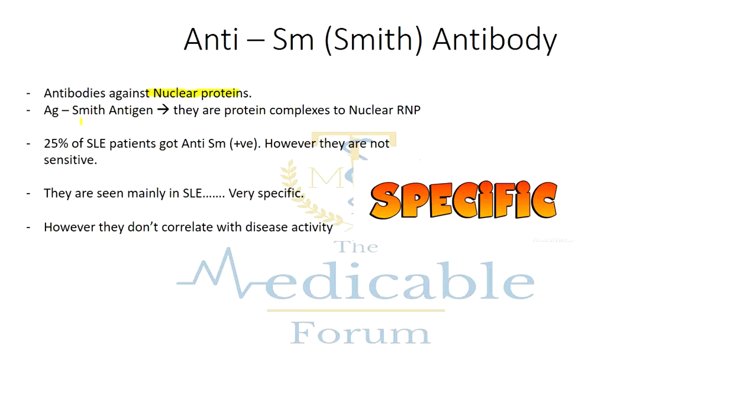What's the protein? What's the antigen? It's the Smith antigen. They are protein complexes to a nuclear ribonucleoprotein. So 25% of SLE patients got anti-Smith. However, they are not sensitive. They are seen mainly in SLE, so they are very specific. However, they don't correlate with disease activity. Just remember that anti-Smith is a very specific thing for SLE.